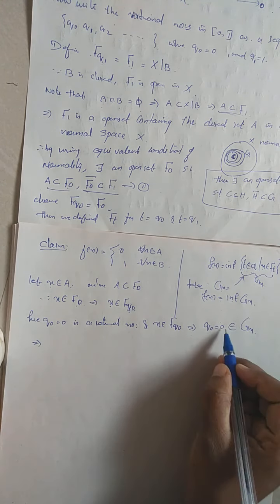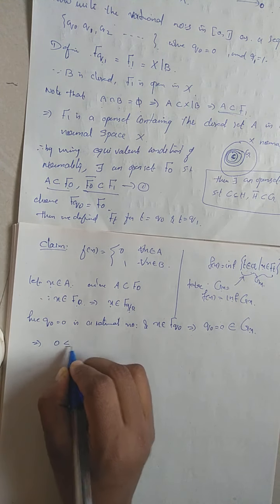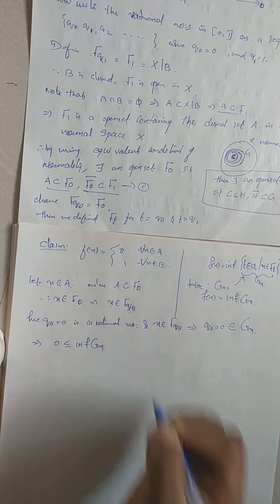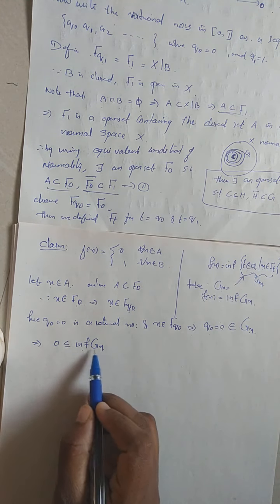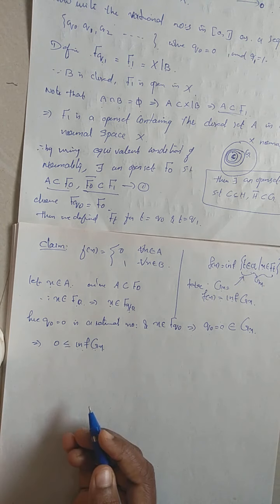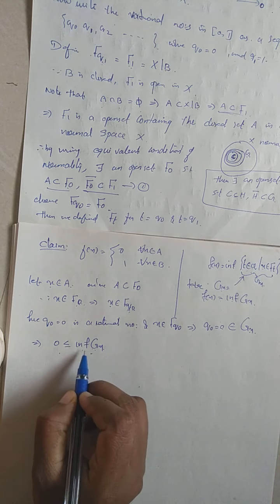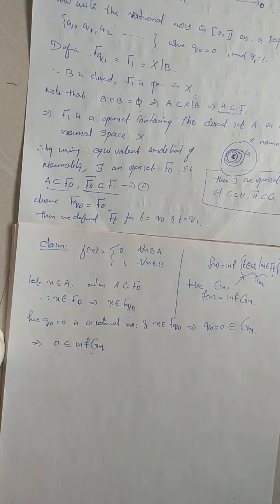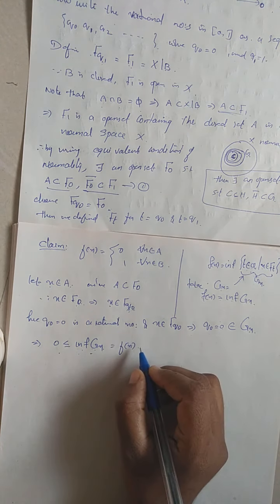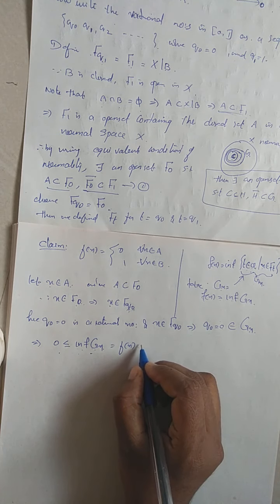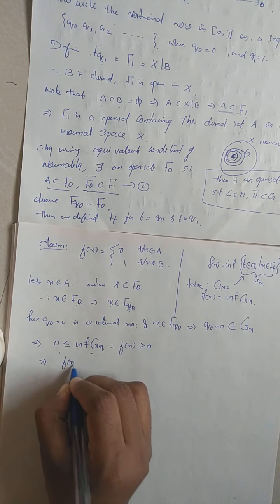So when q_0 equal to 0 is an arbitrary element in G_x, then that 0 will always be less than or equal to the infimum of that set. 0 is a particular element in this collection, and the infimum of G_x is the greatest lower bound. So 0 will be less than or equal to the infimum of G_x, and the infimum of G_x is equal to f(x). This f(x) will be greater than or equal to 0 by this idea, which means f(x) must be equal to 0.